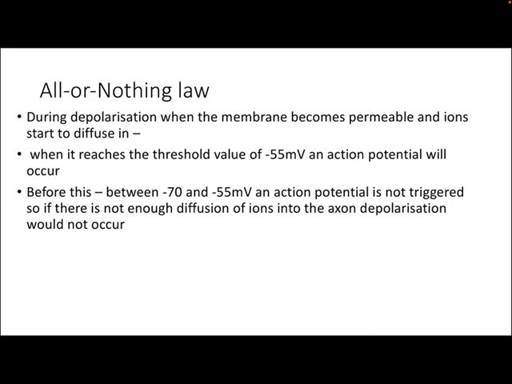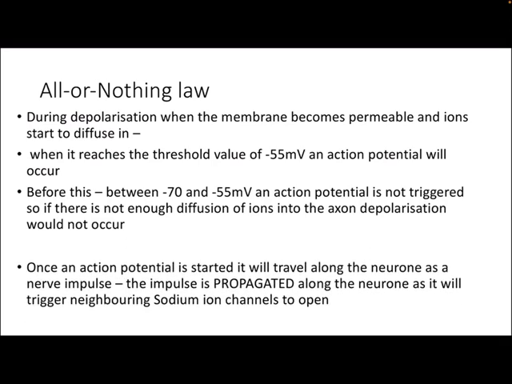So if there is not enough movement of sodium ions into the axon to reach that minus 55 millivolts, then depolarization will not occur. It is only when it reaches minus 55 millivolts, enough sodium ions have moved in, that depolarization and an action potential occurs. Once an action potential is started, then we get the all. It will travel along the neuron as a nerve impulse.